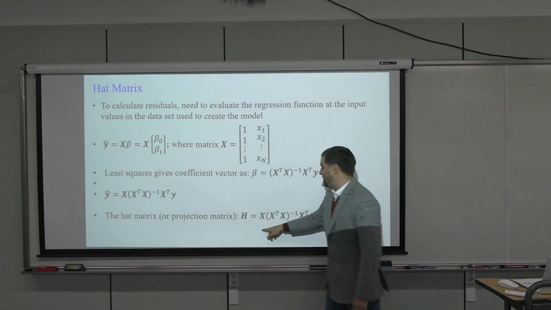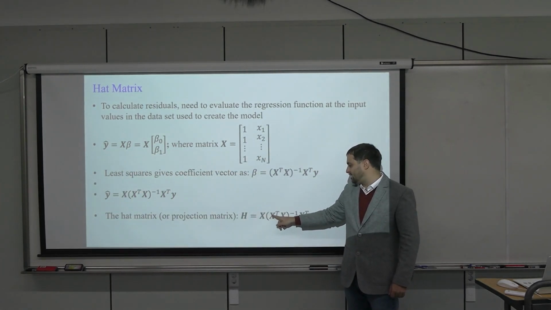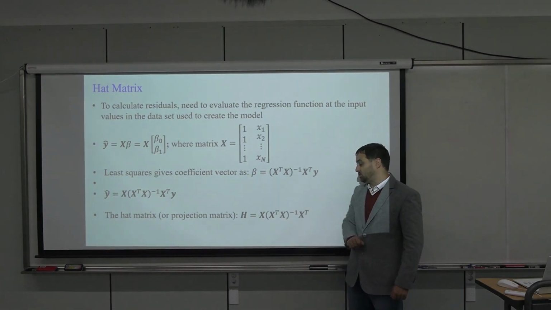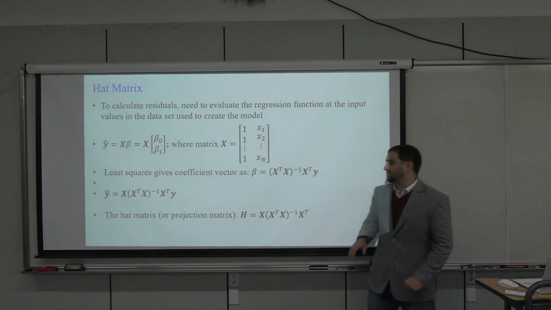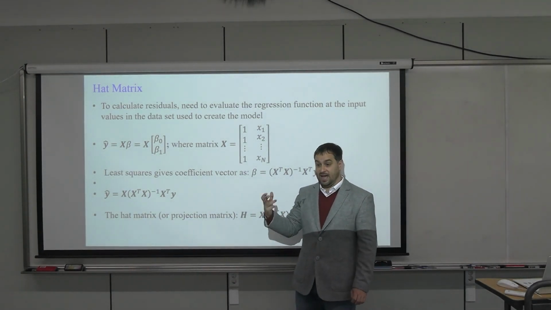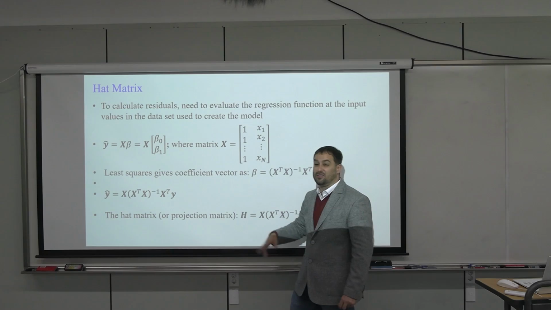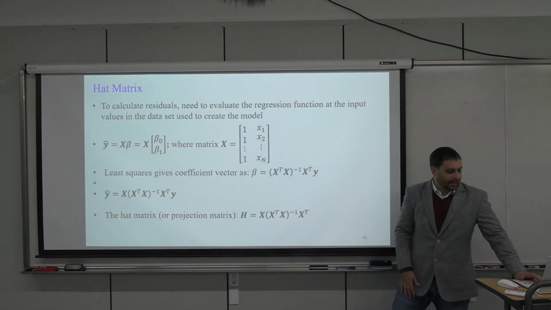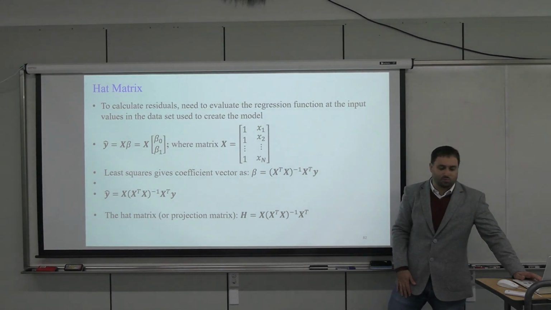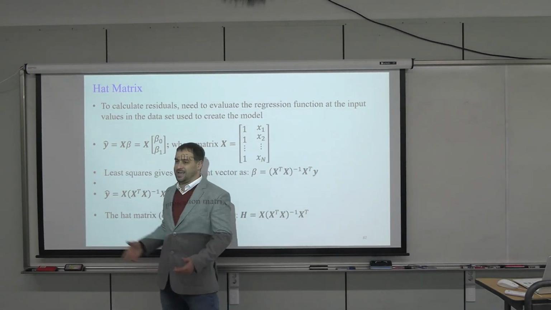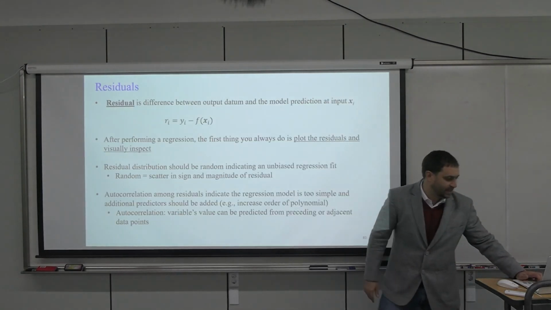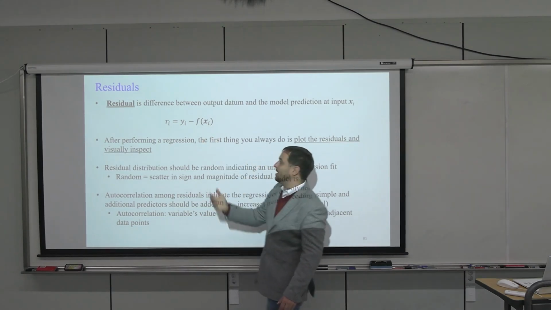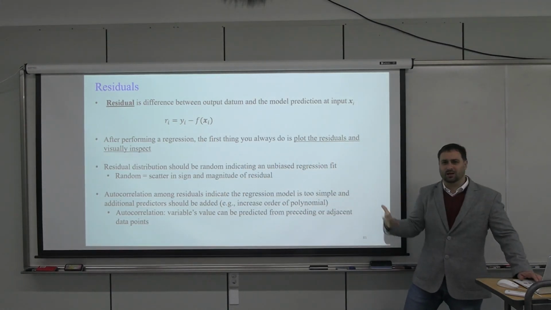So our hat matrix is defined as our X matrix times the inverse of X transpose times X, times X transpose. In some literature they call this the hat matrix, or they sometimes call it the projection matrix. That's how you get your y hat in order to calculate your residual. So in our previous example, you could substitute f of xi with y hat of i. The y hat is used in a lot of the literature and textbooks.